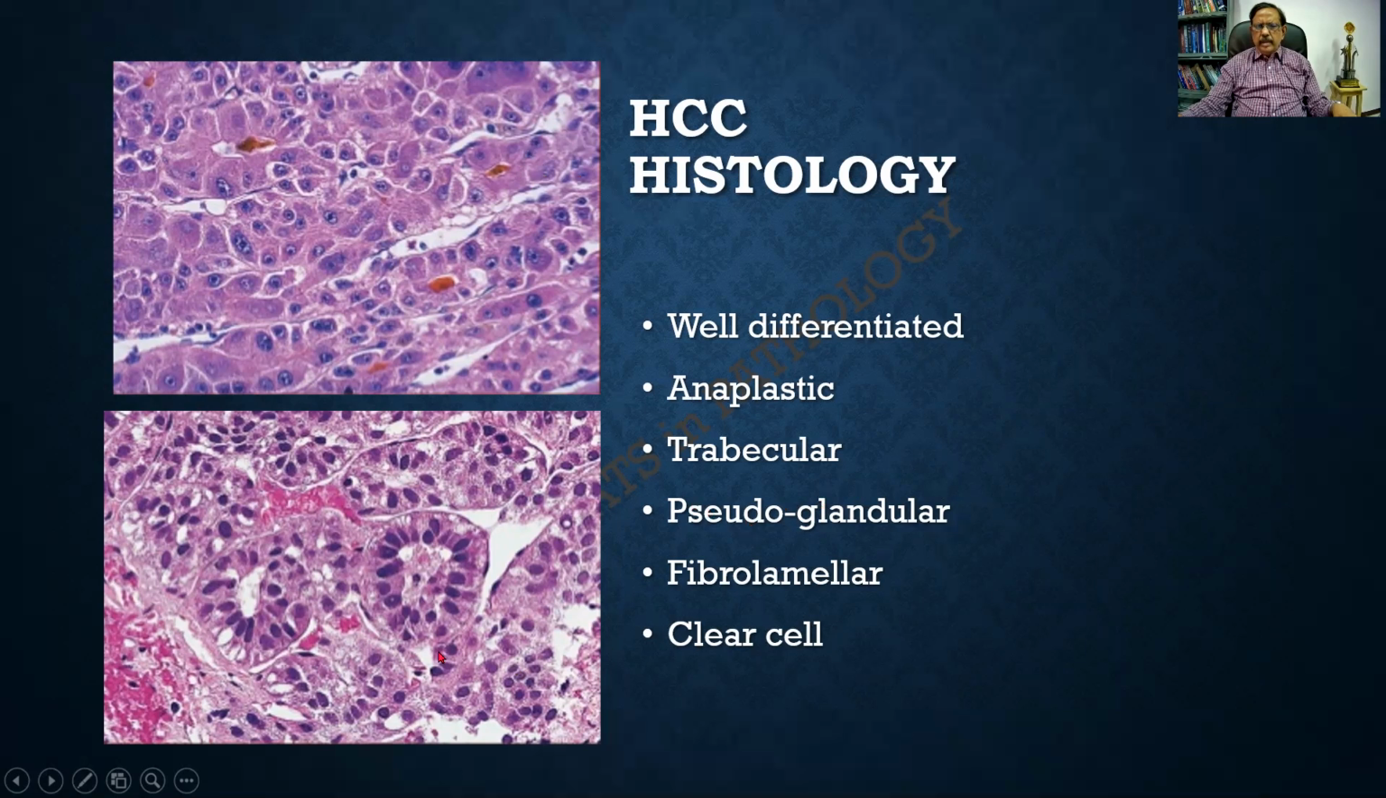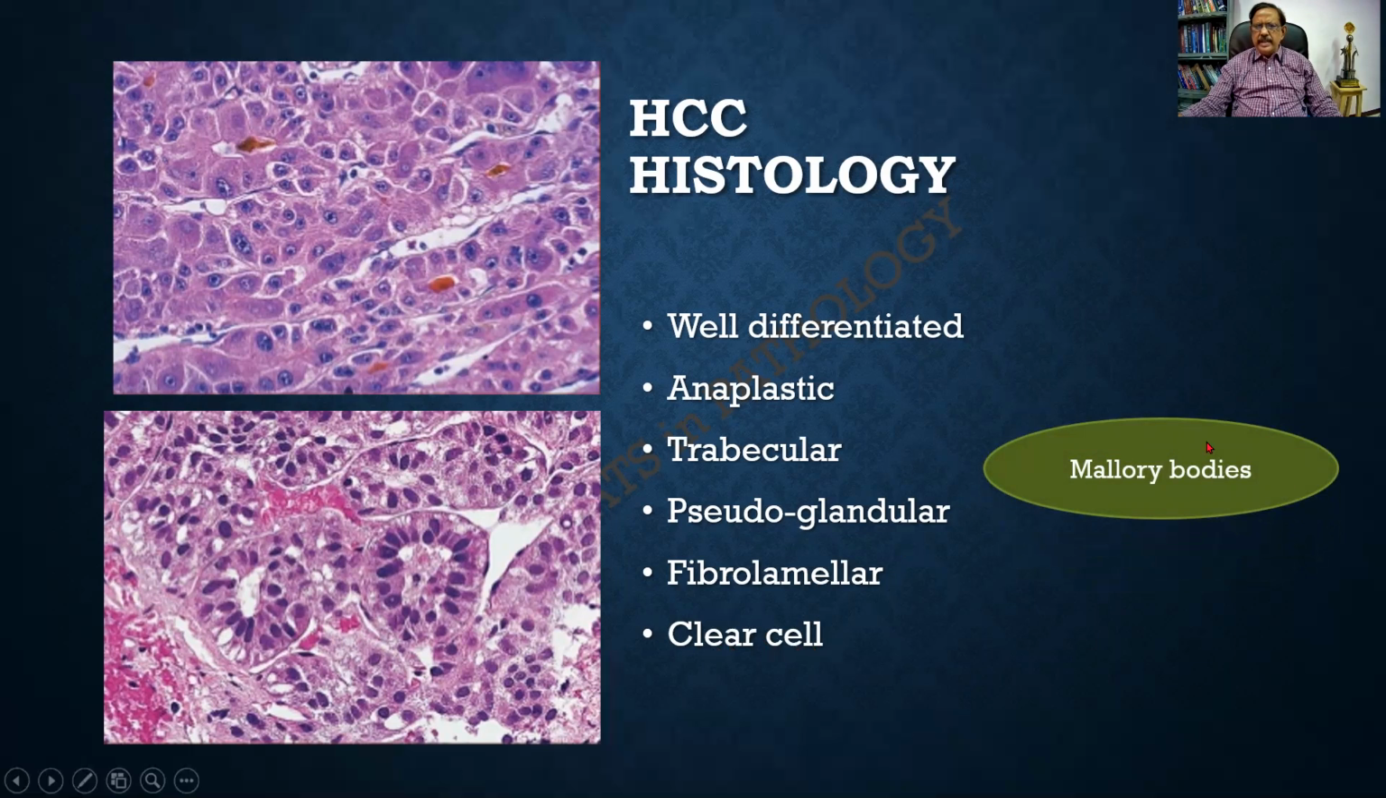Pseudoglandular. A hepatocellular carcinoma is not an adenocarcinoma, but here I find that there are some areas of necrosis within the nest. So it appears as though it is a gland with areas of necrosis. This is called pseudoglandular. Another variant is a clear cell. Just like the kidney renal cell carcinoma, we will be finding clear cytoplasm. Fibrolamellar is one that we shall be seeing next. So kindly go through these pictures, particularly the trabecular form of hepatocellular carcinoma.